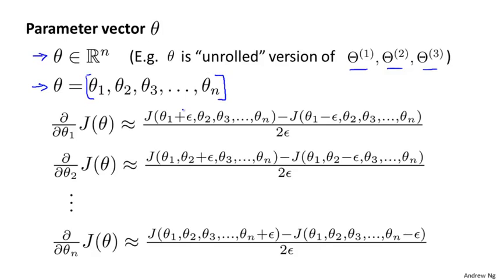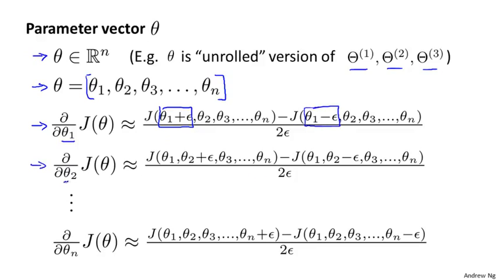We can then use a similar idea to approximate all the partial derivative terms. Concretely, the partial derivative of a cost function with respect to the first parameter, theta 1, can be obtained by taking J and increasing theta 1. So you have J of theta 1 plus epsilon, and so on, minus J of theta 1 minus epsilon, divided by 2 epsilon.